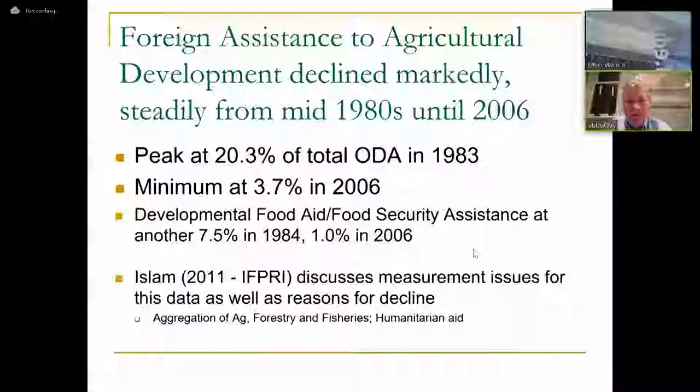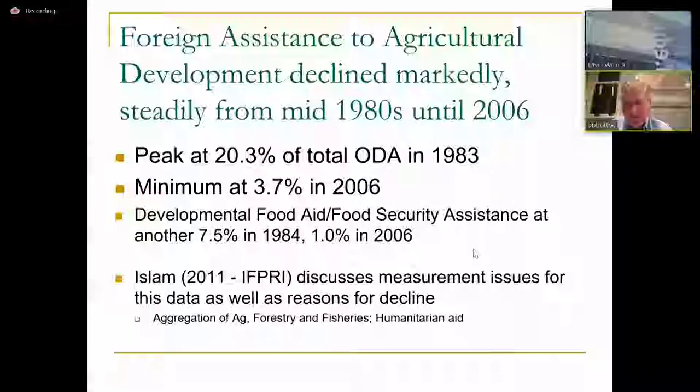The peak was at 20% of total overseas development assistance in 1983, and it fell to a minimum of 3.7% in 2006. This is assistance to agriculture, and in addition, there's another category measured in ODA called developmental food aid or food security assistance, and that was another 7.5% of ODA in 1984. So in the mid-80s, assistance to agriculture and food security was over a quarter of development assistance. That fell to 1% in 2006, the developmental food aid part of it, making overall assistance under 5% at that time.